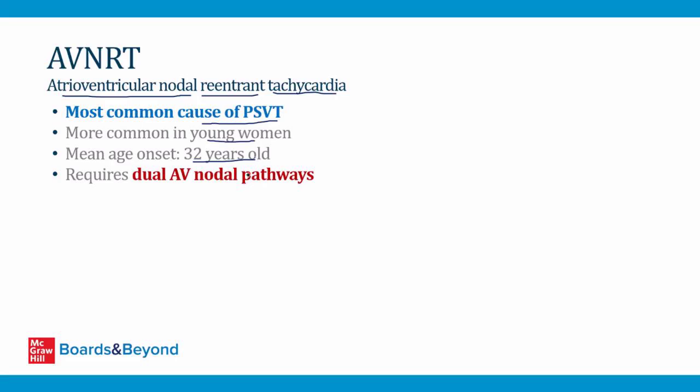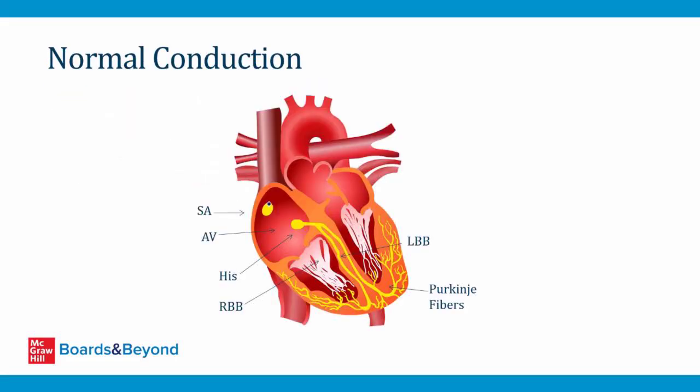And the pathophysiology requires dual AV nodal pathways. You must have this for this arrhythmia to occur. Let's talk about what that means right now. So remember that normally the SA node is the dominant pacemaker of the heart. It sends out electrical signals to depolarize the atrial myocytes. Then those signals spread through the AV node and down into the His bundle and the bundle branches and the Purkinje fibers, and that eventually depolarizes the ventricle.